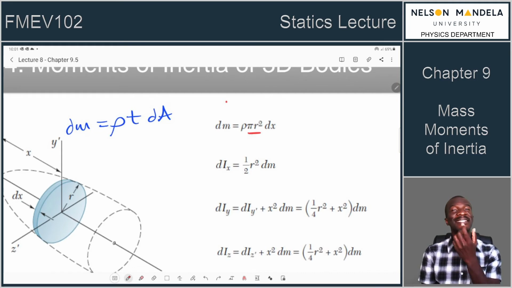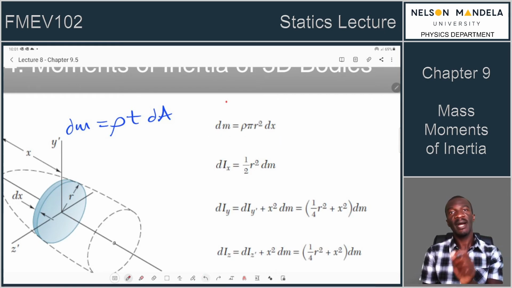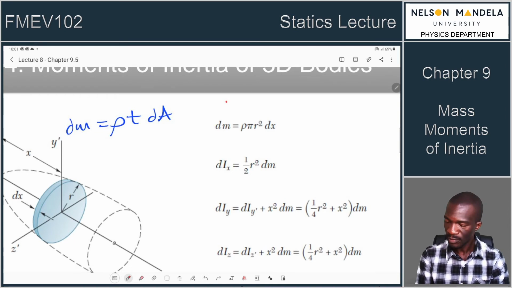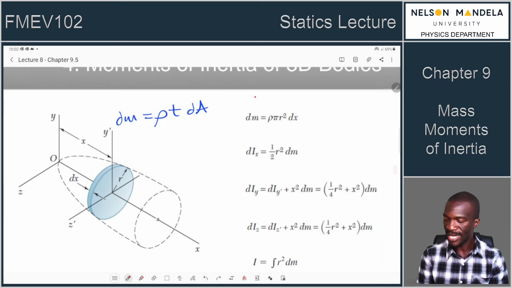So in this case we actually have dA, because we've got an area which is defined by an analytic function. This is our pi r squared, right? So we can now write our dm in terms of rho pi r squared according to this geometry. Remember, this is for this geometry. dm is rho pi r squared dx. So we now have our element of area pi r squared, and then our dx is the thickness of this mass element.